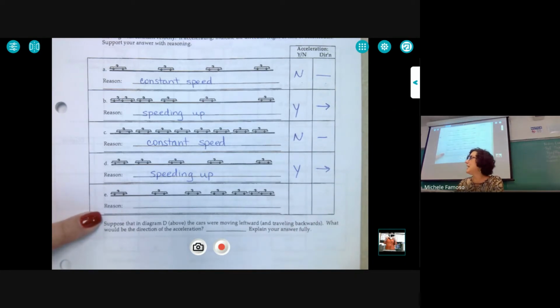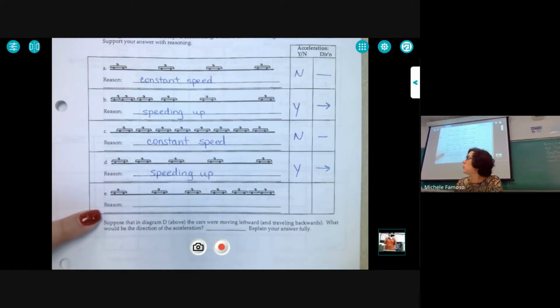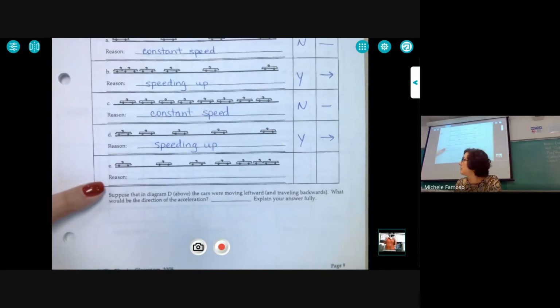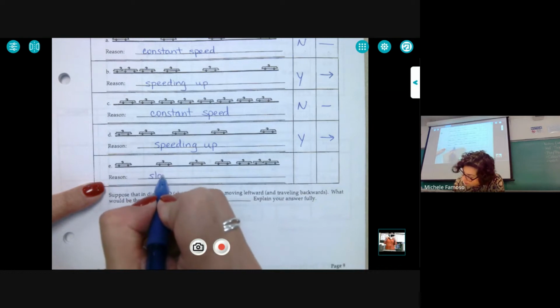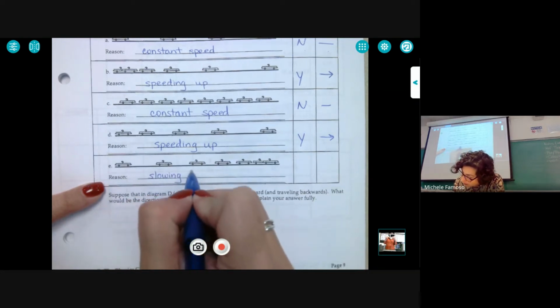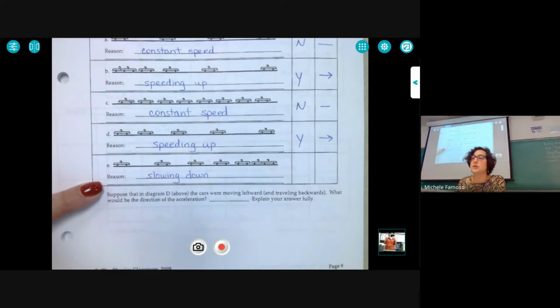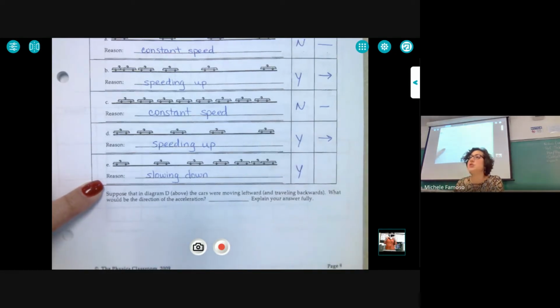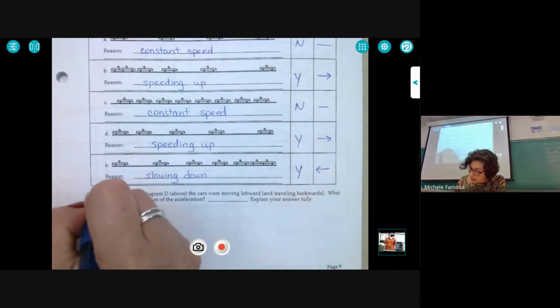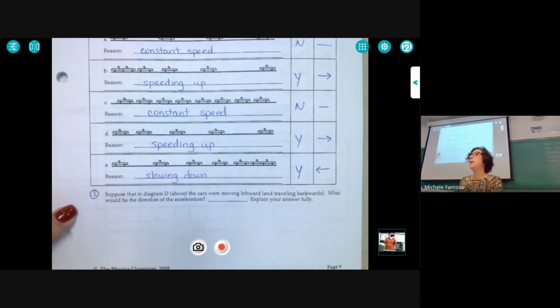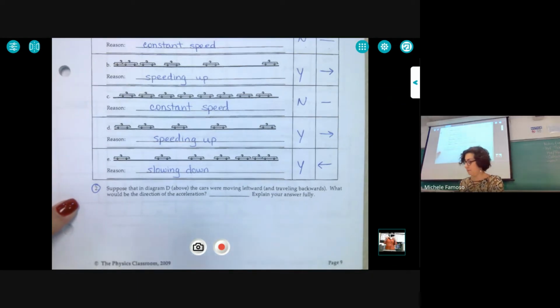All right, let's look at E. Savannah, what is this car doing in letter E? Yes, how can you tell? That's correct. The distances are getting smaller and smaller. So is there an acceleration? Who can tell me? Yes, there is. What is the direction of it? Do you know? Good. I'd like you to do question 2 on that page for Thursday.